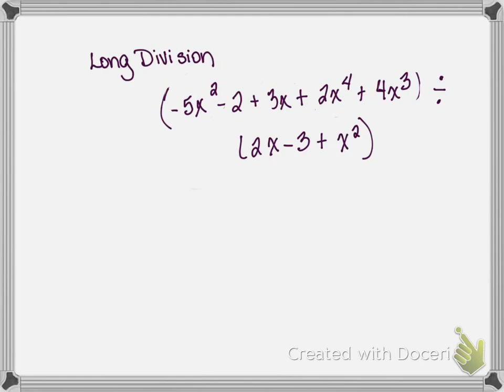So, what is my highest exponent? 2x to the fourth. So I am going to put 2x to the fourth first. And I am putting all this inside my box. 2x to the fourth is taken care of. What's next?